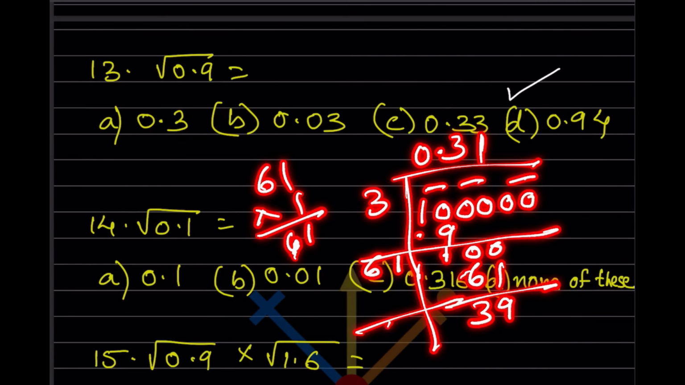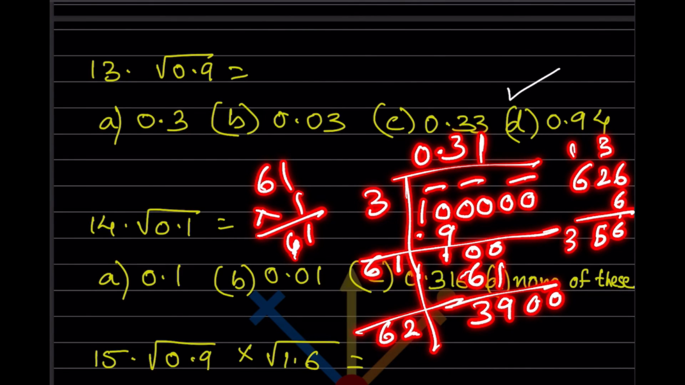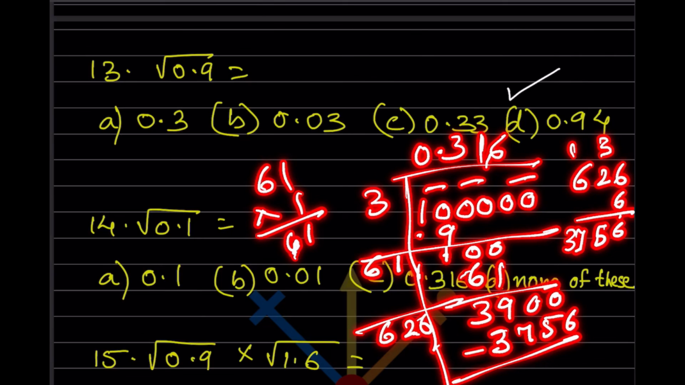Here will be 62. So you are going to put here 2 zeros. So 62, and if we are putting here 6, it is going to be 3756. If you are putting here 7, it is going to be a bigger number. So here 6 and here 6, and then you will get here 3756. So when you subtract this one, you get here 144.